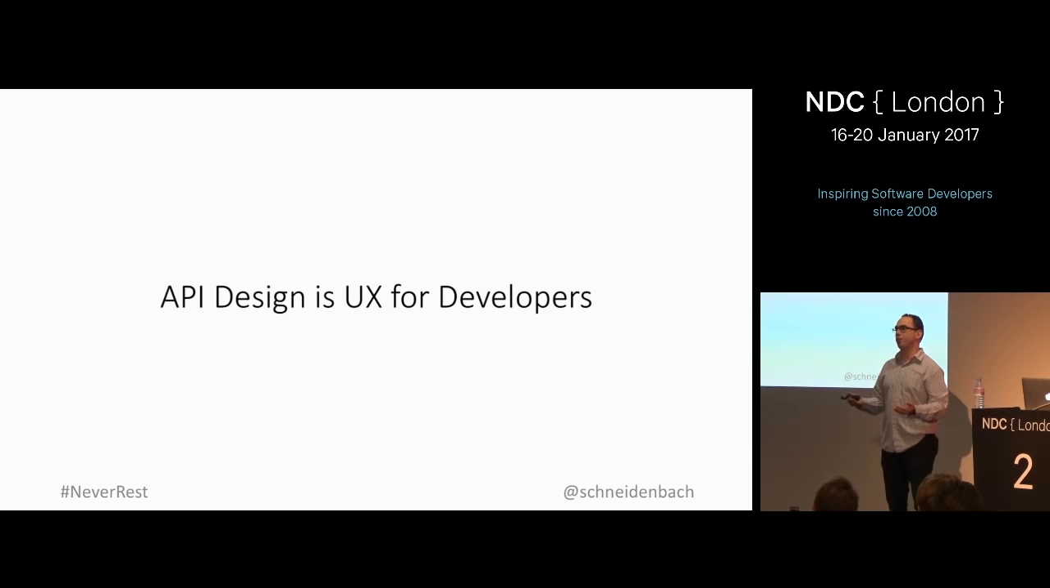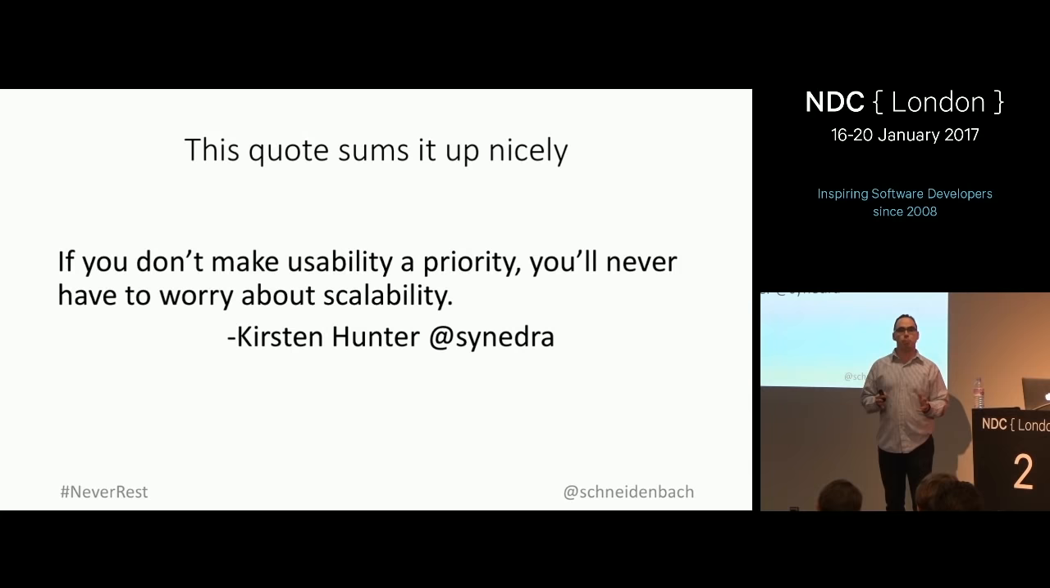Because it's not hard. I mean, we're not shy folks, right? We're not shy people. If something's wrong with it, we're going to say something, right? I think this quote does a good job of summing it up. If you don't make usability a priority, you'll never have to worry about scalability, which essentially means, like, if nobody wants to use your API because it sucks that bad, then you're not going to have to worry about how quickly you can scale up 40 Azure servers to handle the additional traffic because it's probably not going to exist, right?